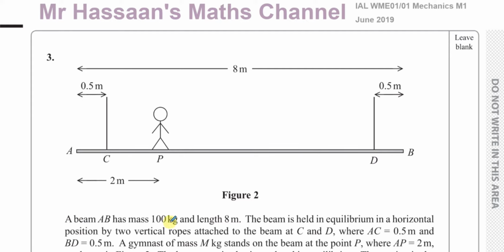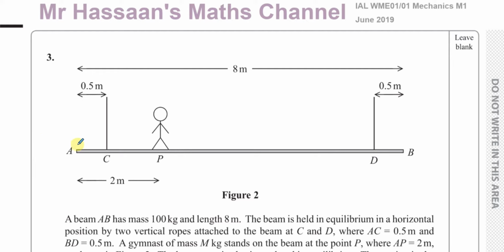This question is about moments, and it concerns a beam AB which has a mass of 100 kilograms and a length of 8 meters. The beam is held in equilibrium in a horizontal position by two vertical ropes attached to the beam at C and D. So the beam and the ropes are perpendicular to each other.